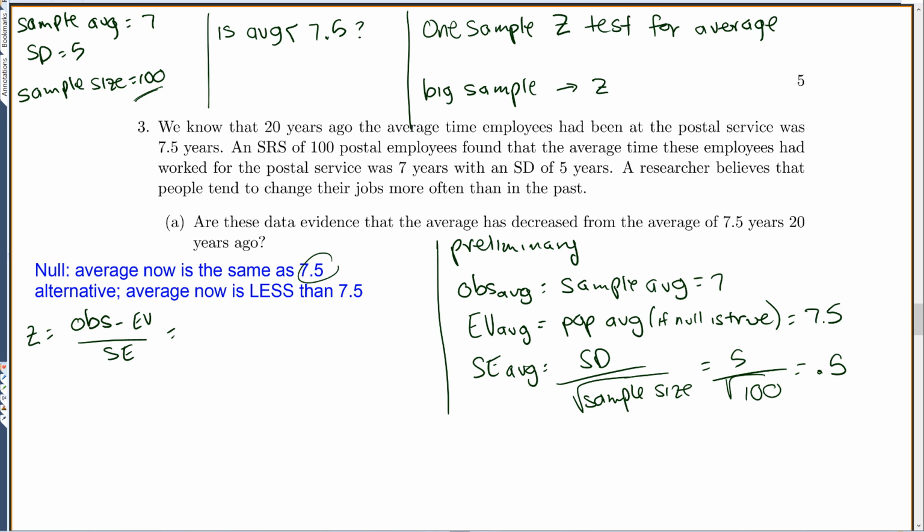So back to my test statistic now. Z equals my observed average of 7 minus the expected average of 7.5 over the standard error for the averages, which was 0.5. So this gives me negative 0.5 over 0.5, which gives me negative 1.